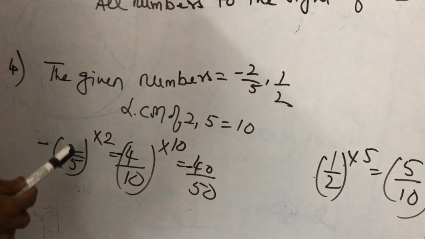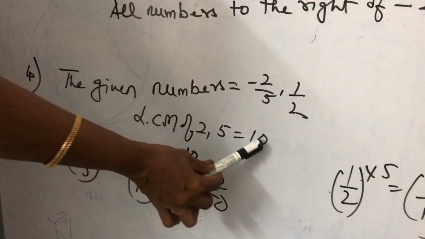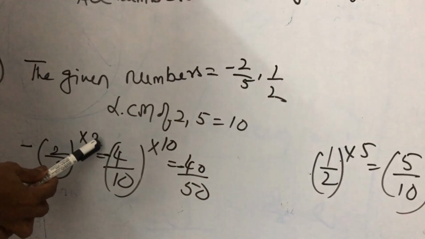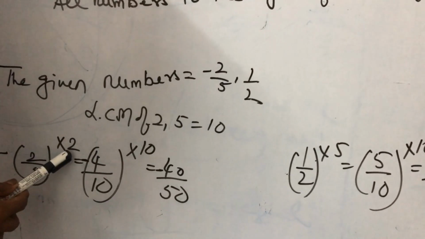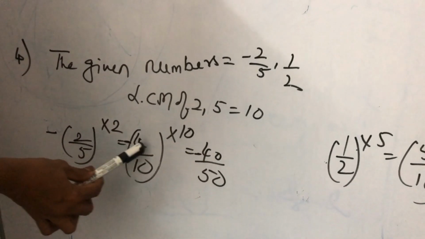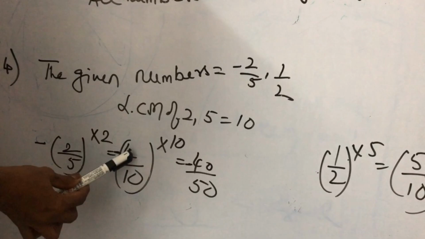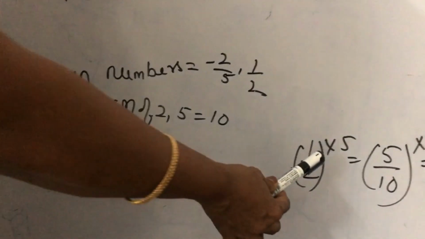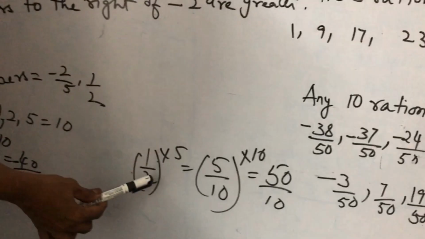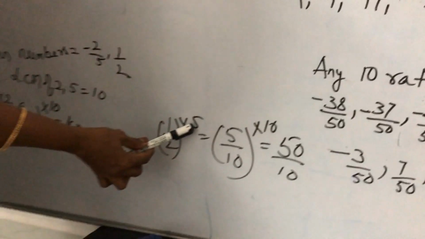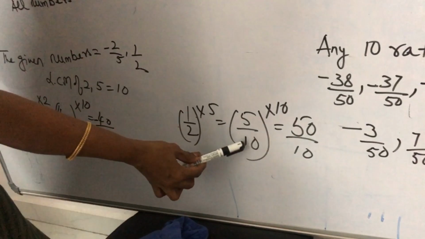First rational, minus 2 by 5. 5 divides 10 2 times. Multiply the rational by 2. It is minus 4 by 10. And the second one is 1 by 2. 2 divides 10 how many times? 5 times. 5 by 10.